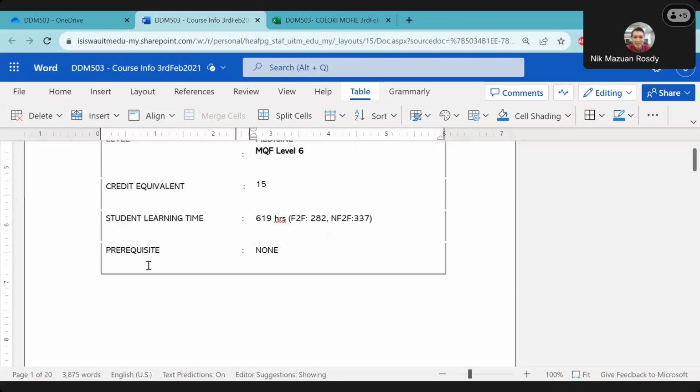And then for the prerequisites, our faculty does not have any prerequisite courses. For example, if you want to take my course, you have to pass BMS first. We do not spell it out here. So everybody will share the same thing, which is none.